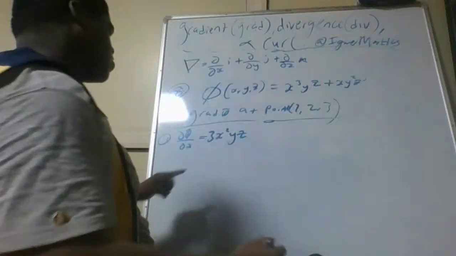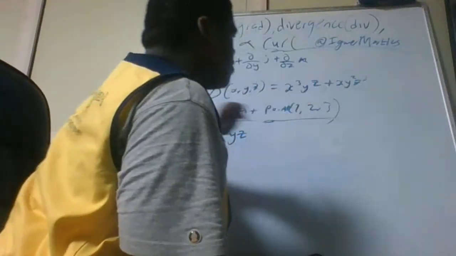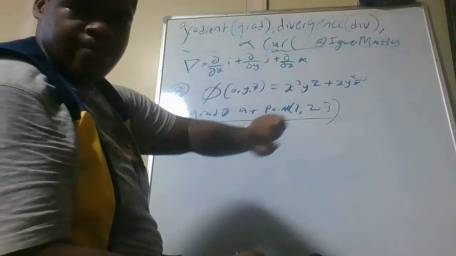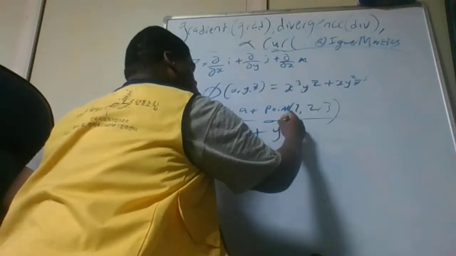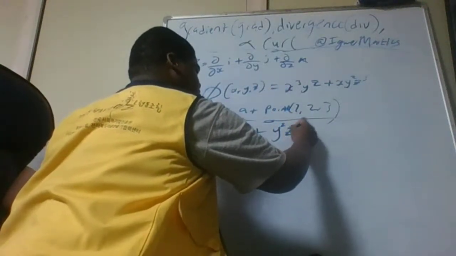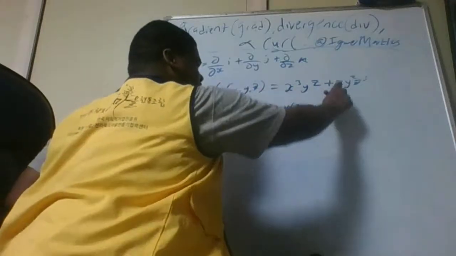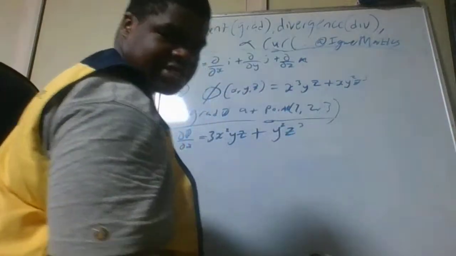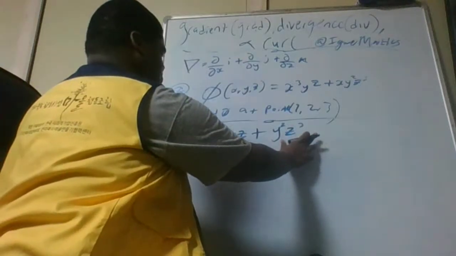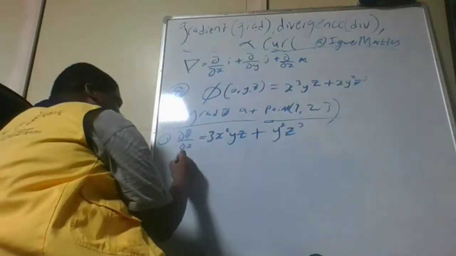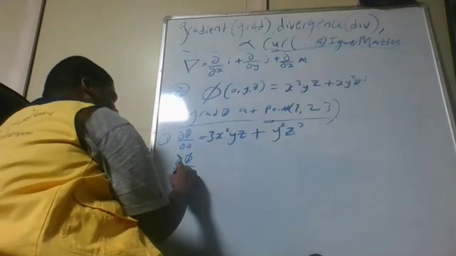So you can see how we got 3x squared y z. If you differentiate this now, remember x is our only variable. Y squared z cube is our constant, so you multiply that out first. Then differentiate x with respect to x. If you differentiate x with respect to x, you're going to have 1. So this is our partial derivative of 5 with respect to x. Now let's find our partial derivative of 5 with respect to y.